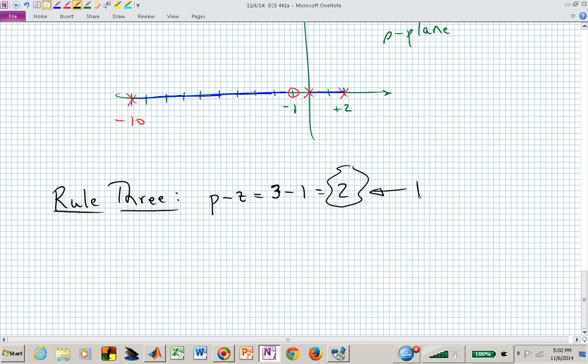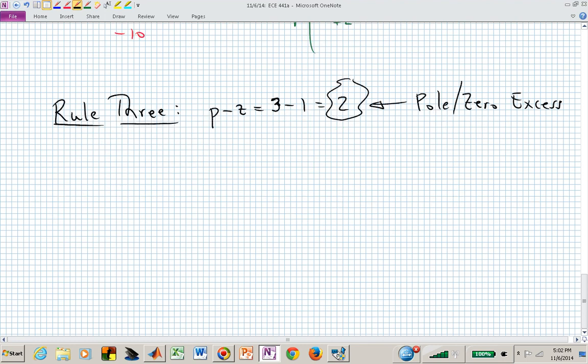So that is our pole-zero excess, which is a critical number that is used a lot in rule number 3. We can determine the angles of our asymptotes. Rule 3 is concerned with the asymptotes and how our root locus will behave for large values of gain k.